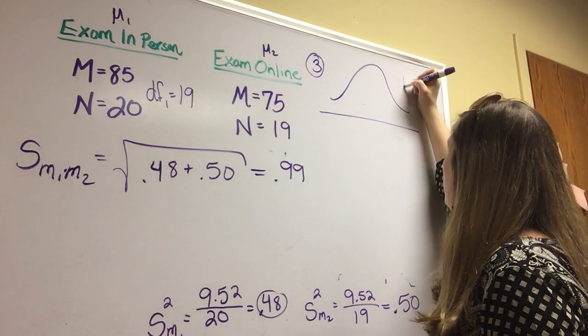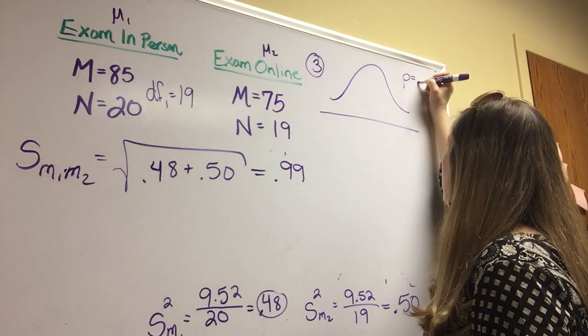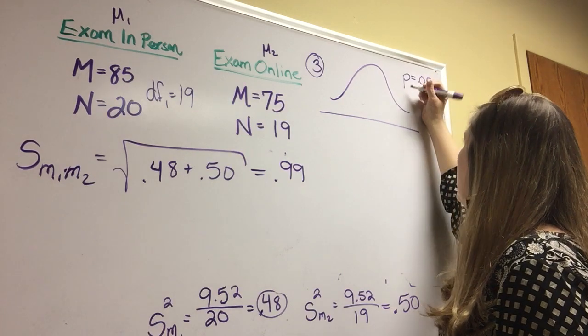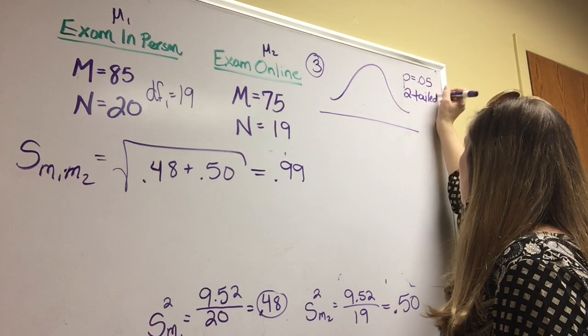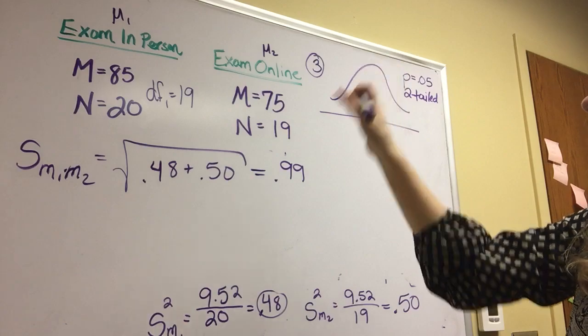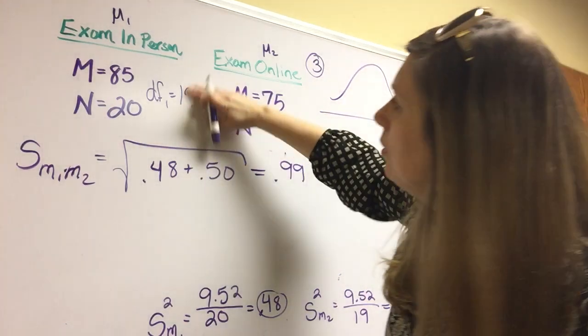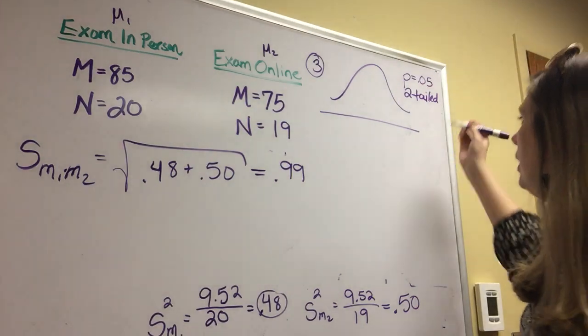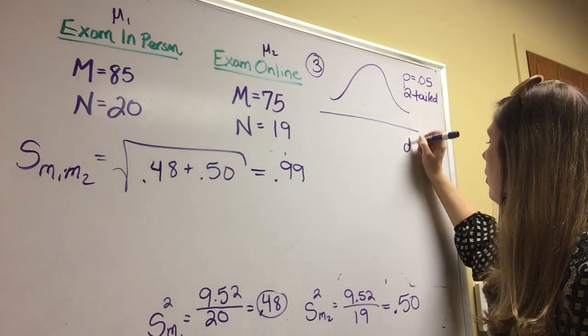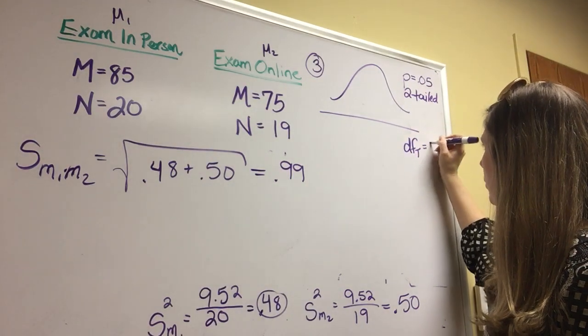Let's just say our p-value here is 0.05. It is two-tailed. And I erased all our degrees of freedom stuff. Oh, I left that one, so I'll go ahead and take that one away too. But we just want our DF total one here. That's the only one that matters for finding our cutoff score. And that was 37.